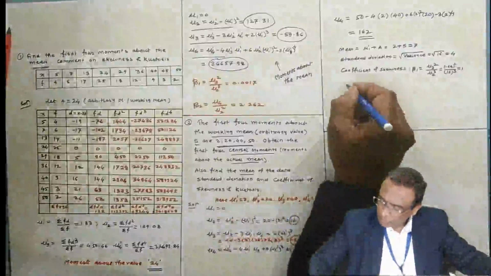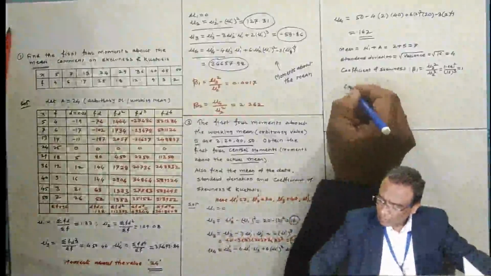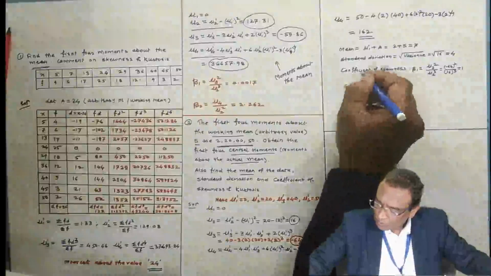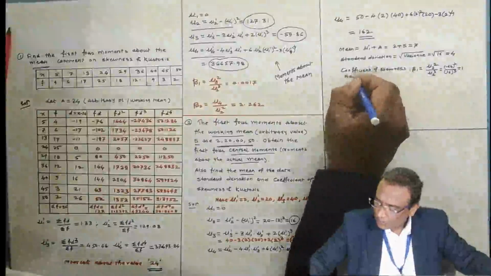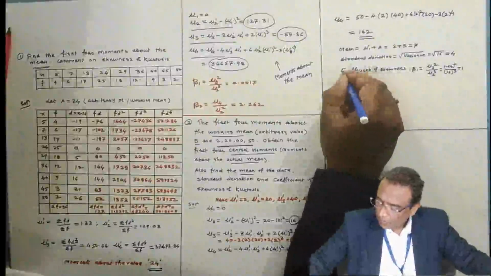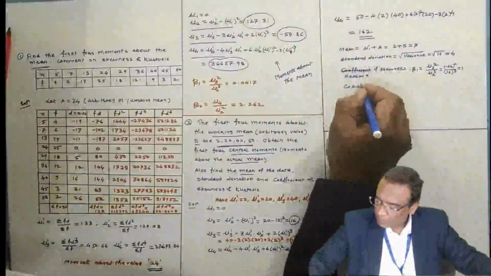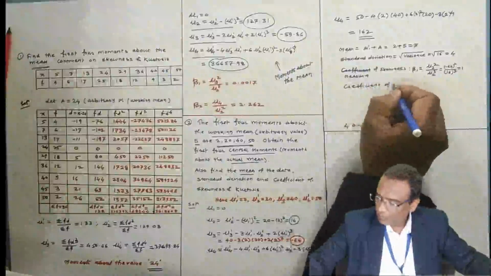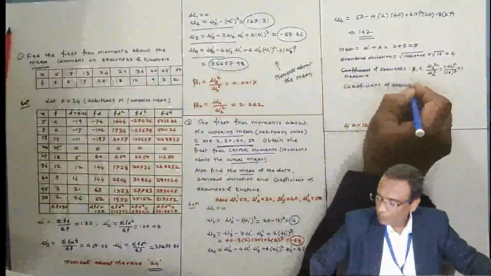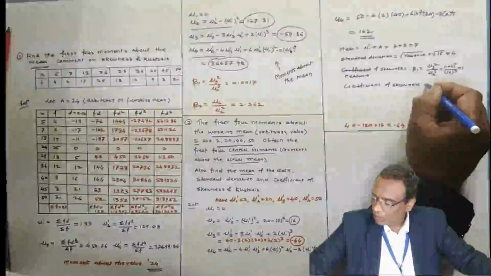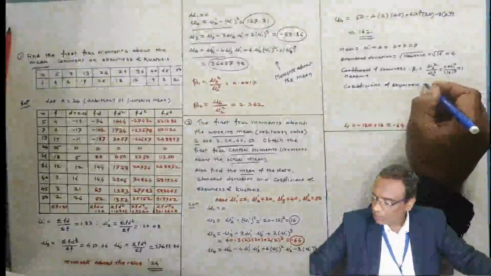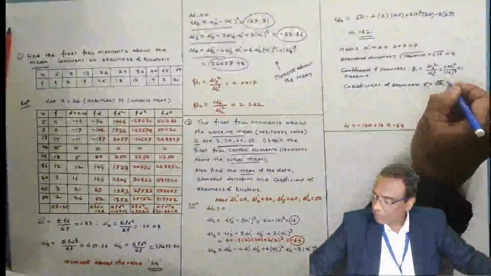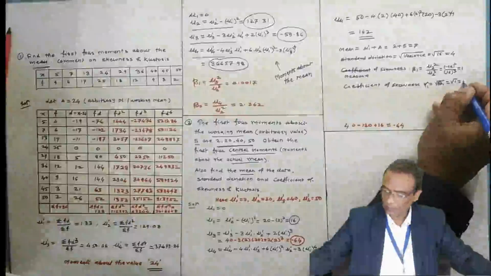Now the measure of skewness, you know, is denoted by gamma 1, and it is the square root of beta 1. The square root of 1, since beta 1 is 1, is equal to 1.